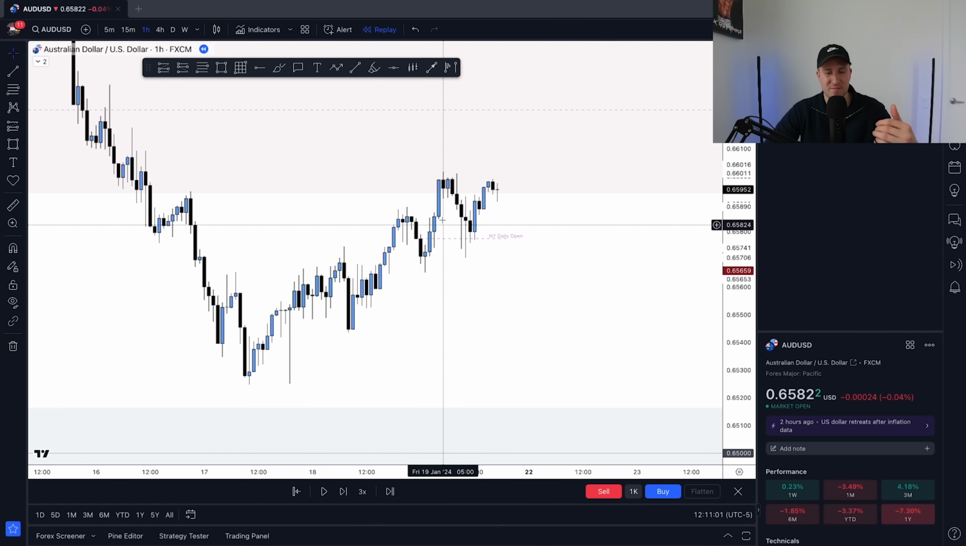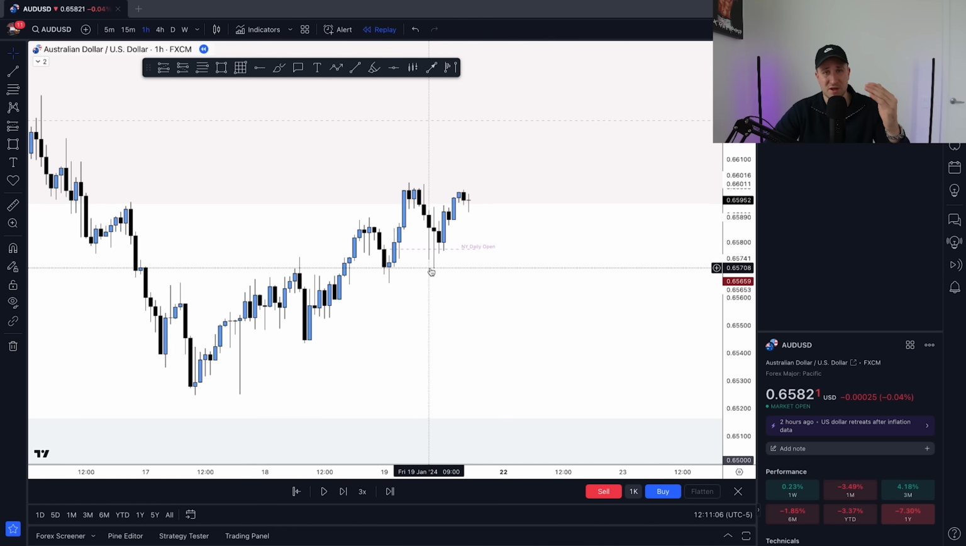So now once we get a break of structure out of that area, we don't really want to be looking at that old area anymore. We want to show interest on the new area.